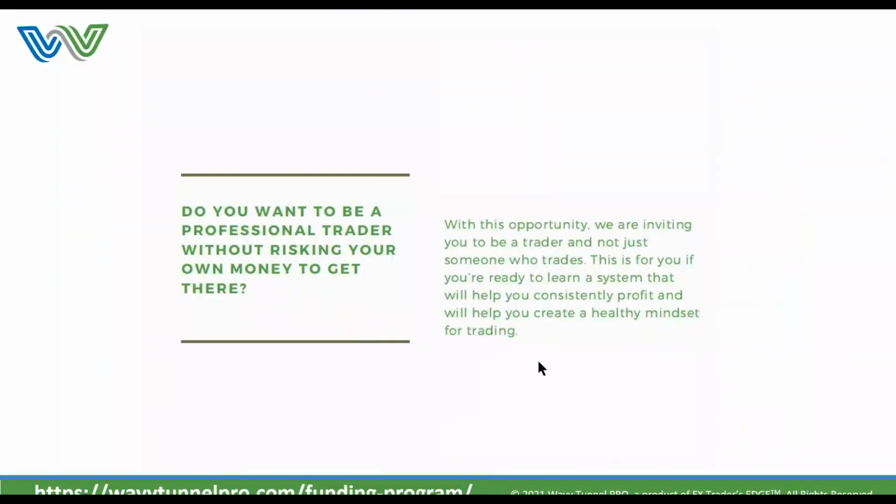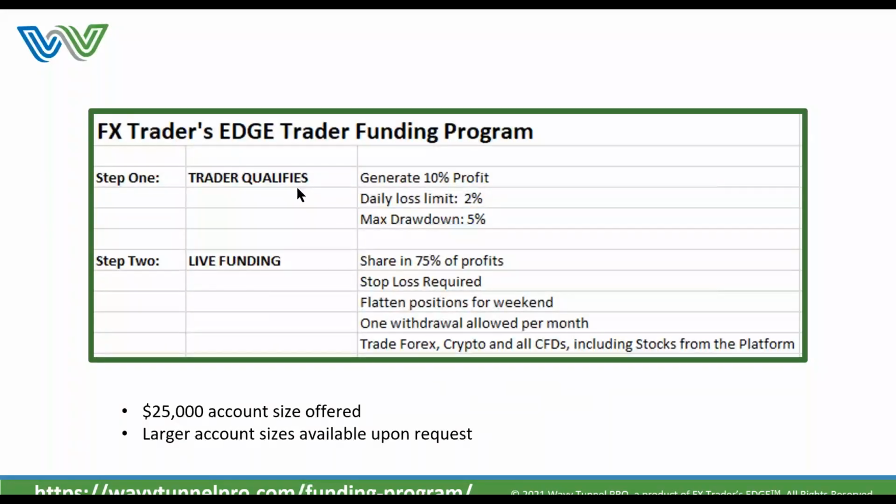And why don't we just talk about getting funded right now? If you want to be a professional trader without risking your own money to get there, with this opportunity, we are inviting you to be a trader, not just someone who trades. This is for you if you're ready to learn a system that will help you consistently profit and will help you create a healthy mindset for trading. So this is what you have to do. You have to qualify for the funding program. That's step one. And to qualify, you have to generate 10% profit. So on a $25,000 account, that's $2,500 with a daily loss limit of 2% and a max drawdown of 5%.